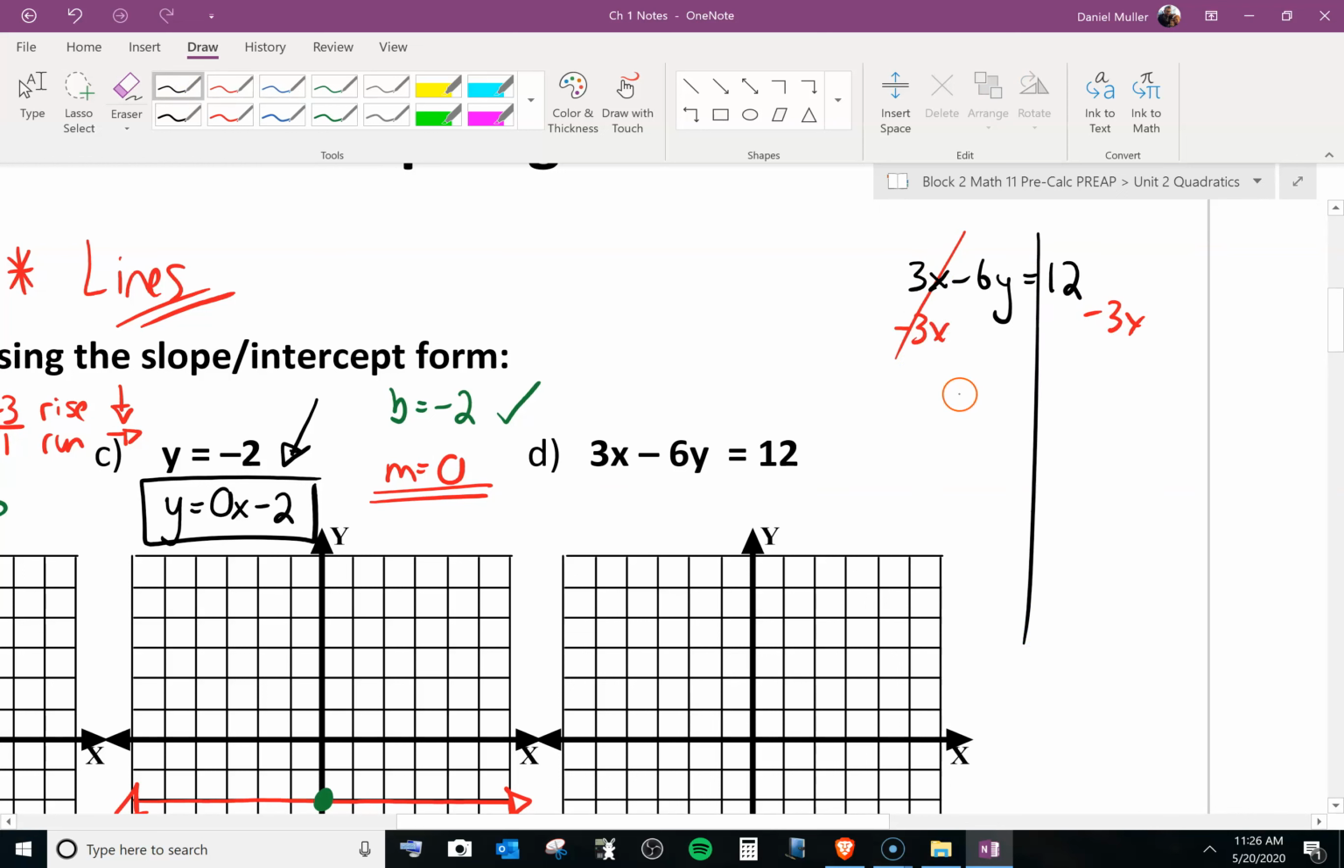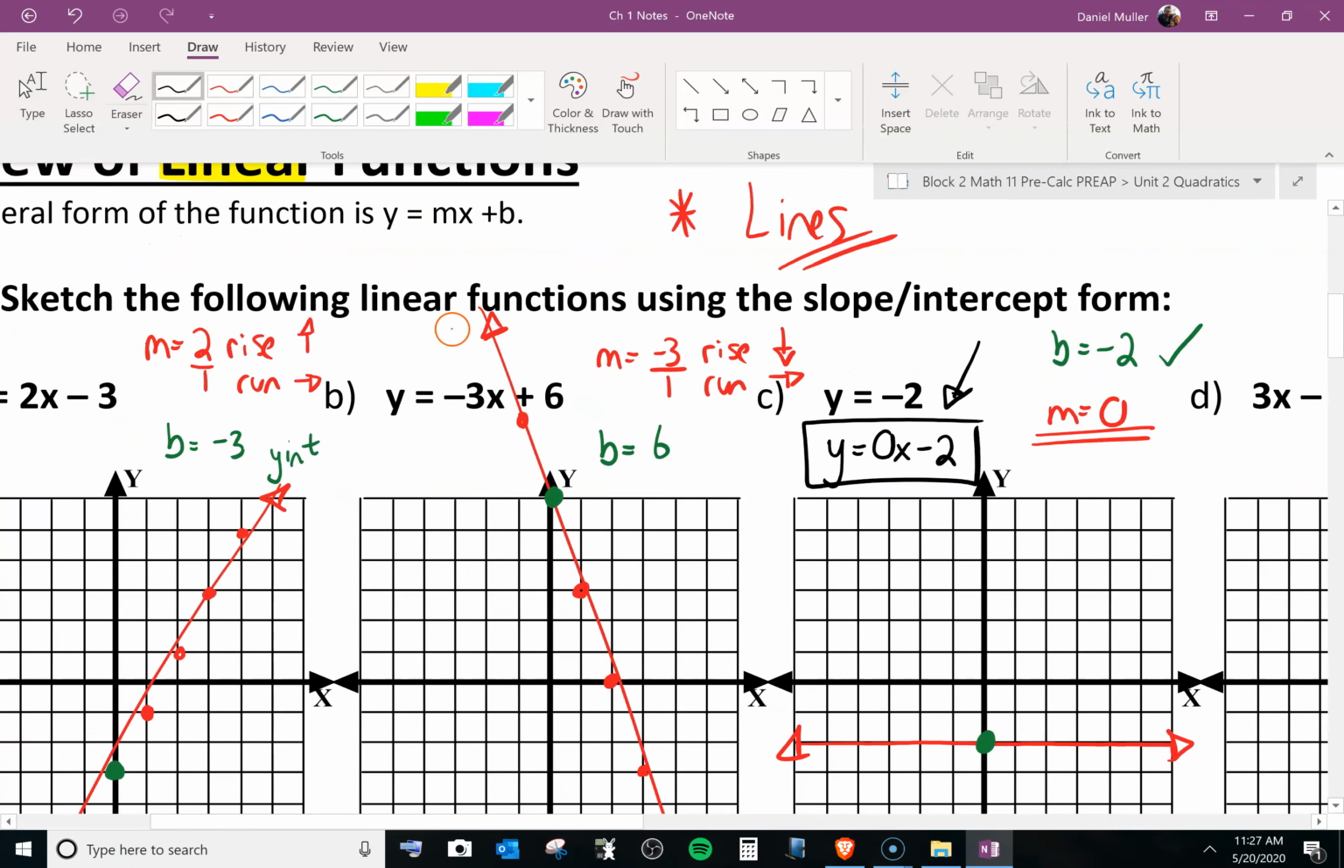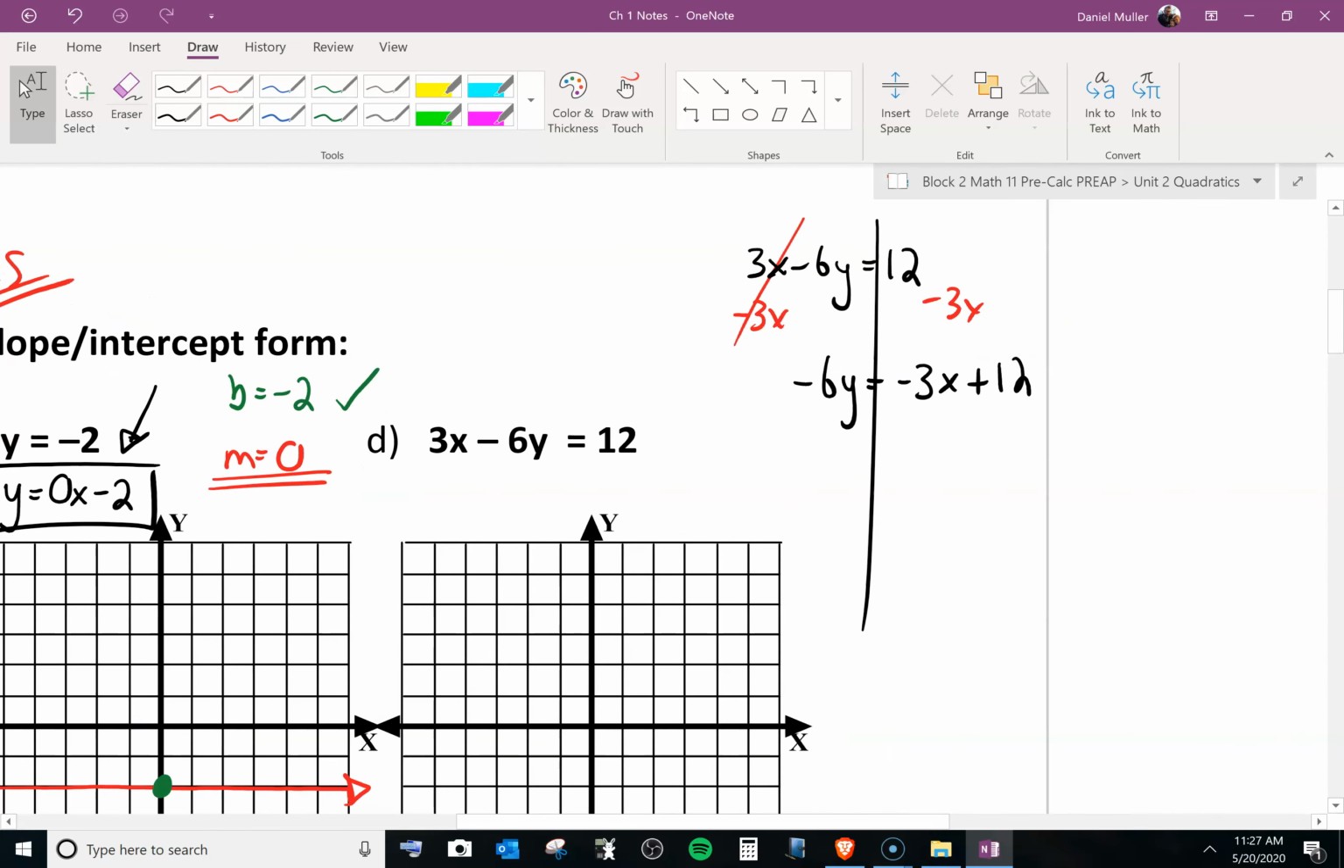Here's my equal sign. So I got a negative 6y equals, these are not like terms. One has an x, one doesn't. So I'm going to leave them separated. So a negative 3x and a positive 12. Notice I wrote the x first, the negative 3x. And that's because all of these questions, it's y equals mx plus b, the 3x, the 2x, those come first.